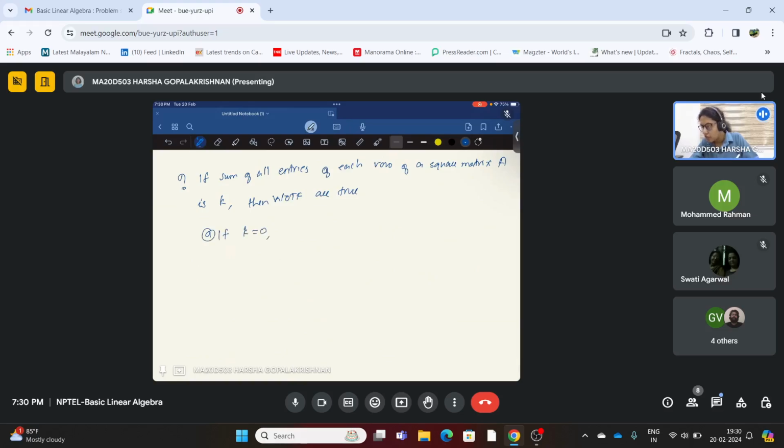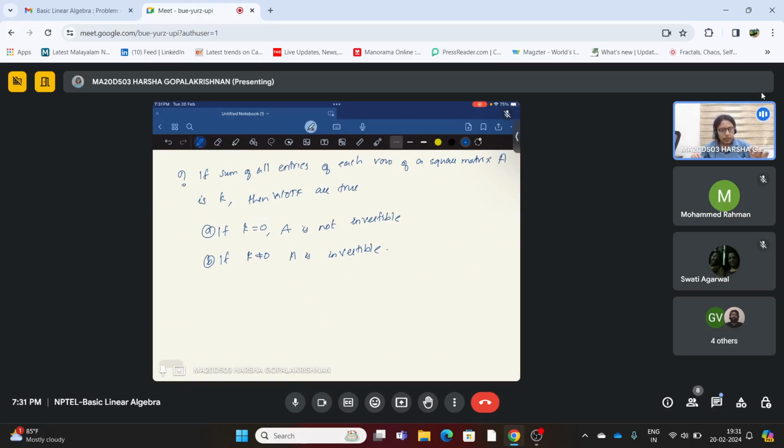If K equal to 0, A is not invertible. What is not invertible means? Not invertible means determinant is 0. And the second option is, if K not equal to 0, A is invertible. Okay.